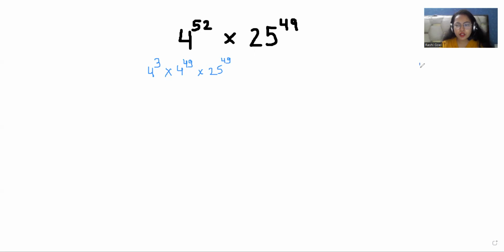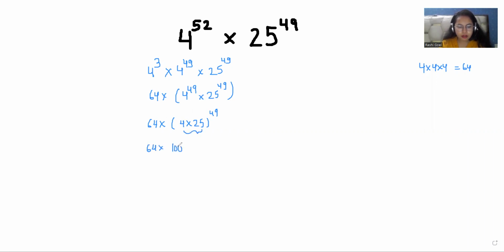So 4 power 3 is 4 times 4 times 4, that is 64. So 64 times, I can write both the numbers in a bracket, 4 power 49 multiplied by 25 power 49. If both the numbers have the same power, we can take the power common. So 4 times 25, whole power 49. Now, we know that 4 times 25 is 100. So 100 power 49.